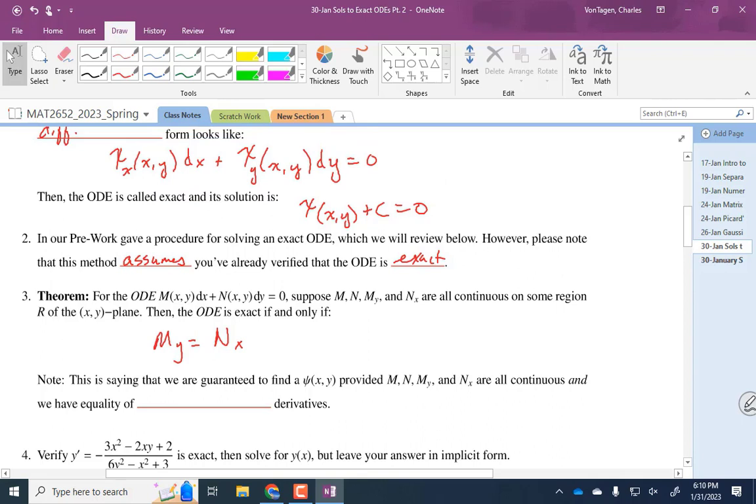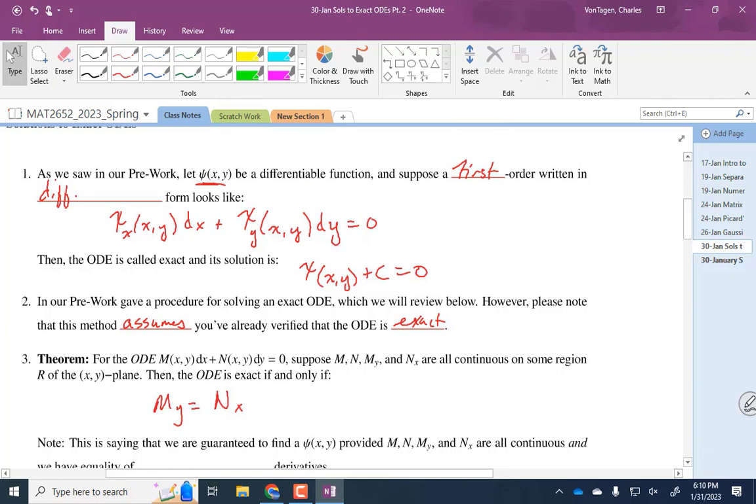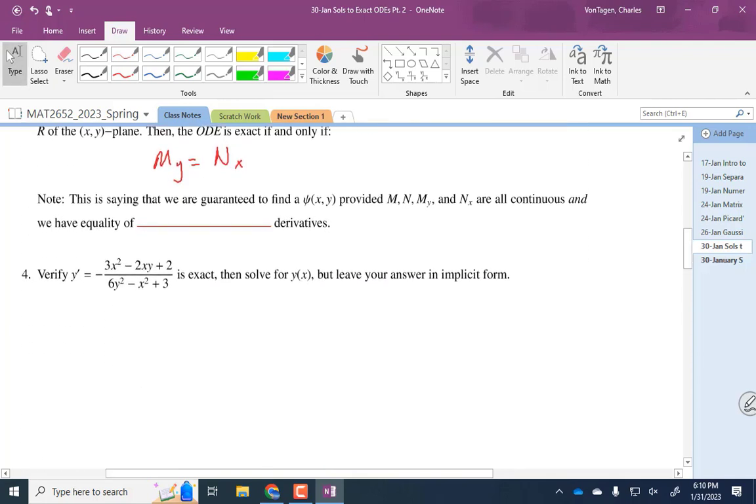Okay? Please, folks, M's and N's can be confusing alphabetically where you put them. You take the partial derivative of the expression in front of differential x with respect to y, and you take the partial derivative of the expression in front of differential y with respect to x. And if you have equality, that gives you equality of your mixed partial derivatives. And if that's the case, then that ODE is exact. So this is saying that we're guaranteed to be able to find a psi of xy, provided these are all continuous and we have equality of mixed partial derivatives.